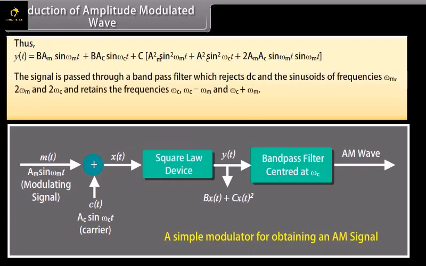The signal is passed through a band pass filter which rejects DC and the sinusoids of frequency ωm, 2ωm and 2ωc, and retains the frequencies ωc − ωm and ωc + ωm. The output of the band pass filter therefore is an AM wave.